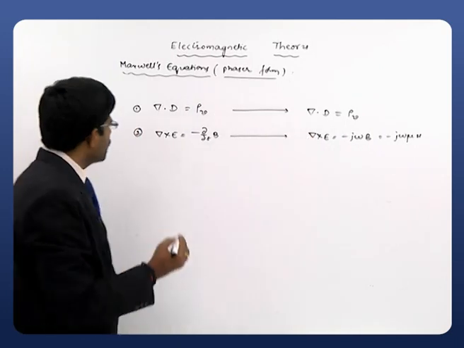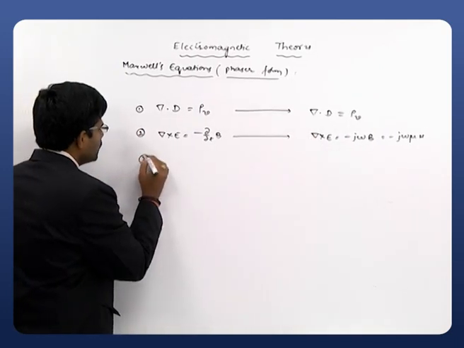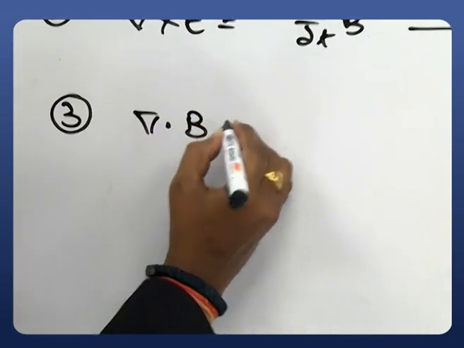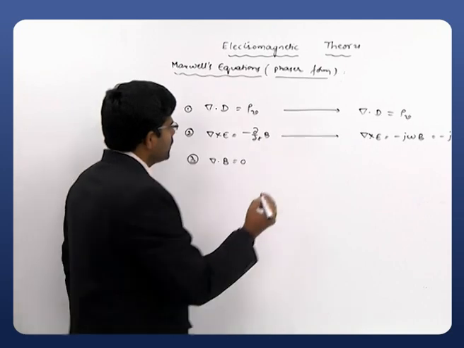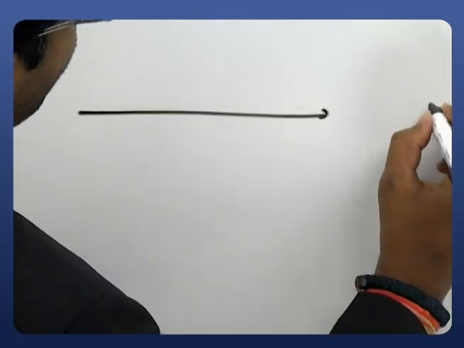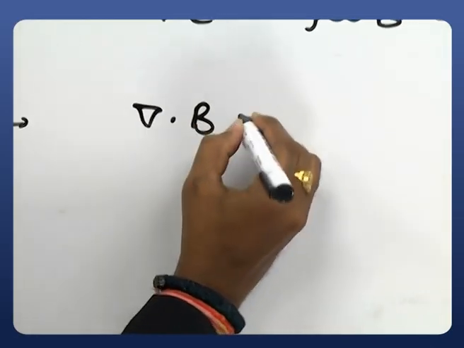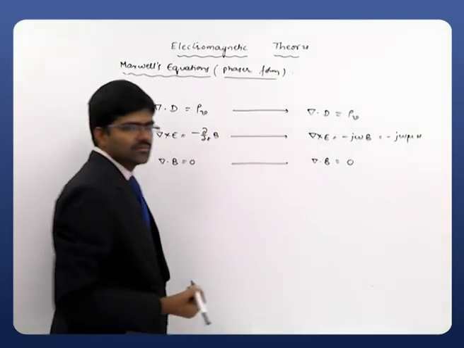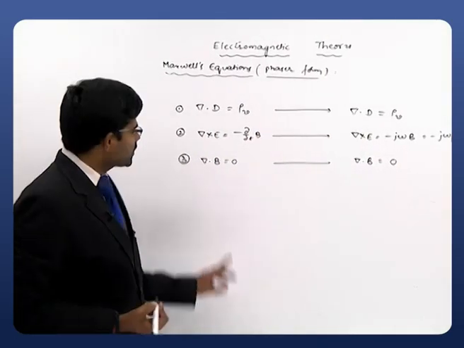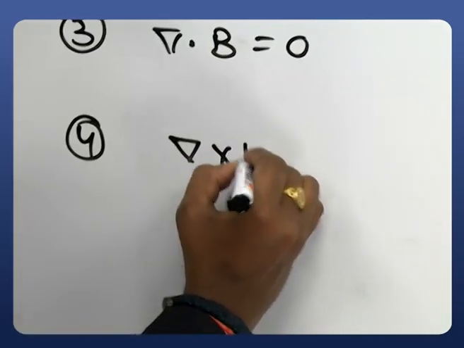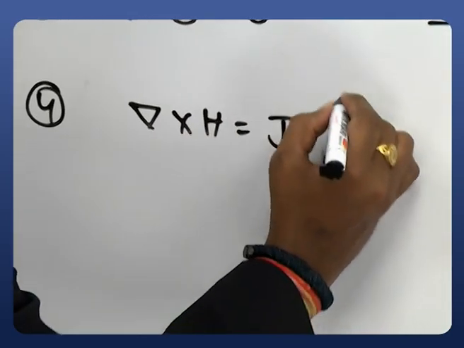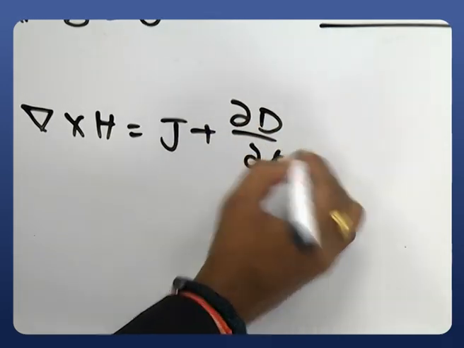In the same way, the third equation that we have is del dot B equals 0. Since there is no time varying term here, this equation can be written as it is, del dot B equals 0. There is no change in this one. In the same way, the fourth equation that we have is del cross H equals J plus dou D by dou t.